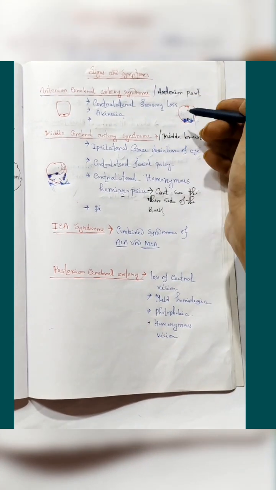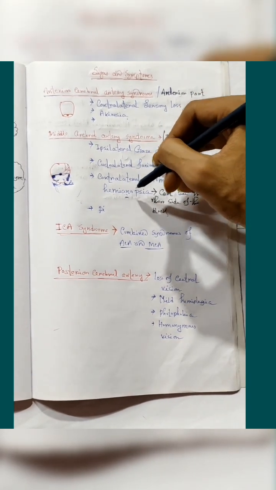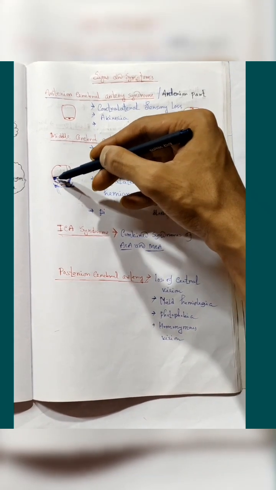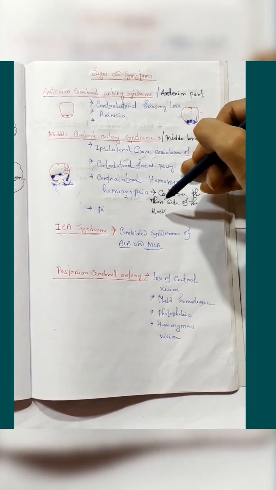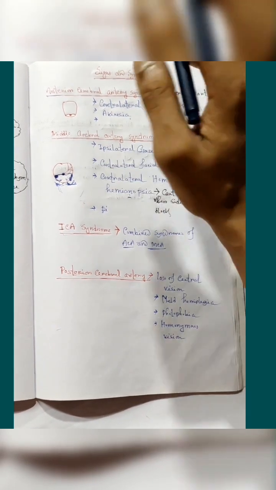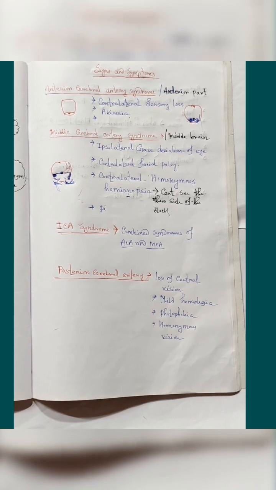And then if the mid-brain clot or mid-brain hemorrhage is radiating to the posterior part of the brain, what will happen? There will be a contralateral homonymous hemianopsia. The patient will look towards the clot, but the patient can't see the opposite side. There will be a complete blockage of the vision at the opposite side.